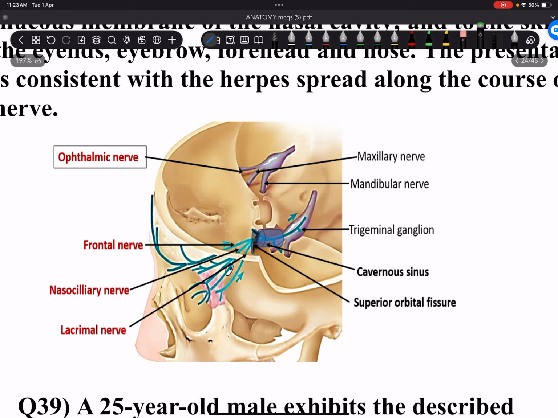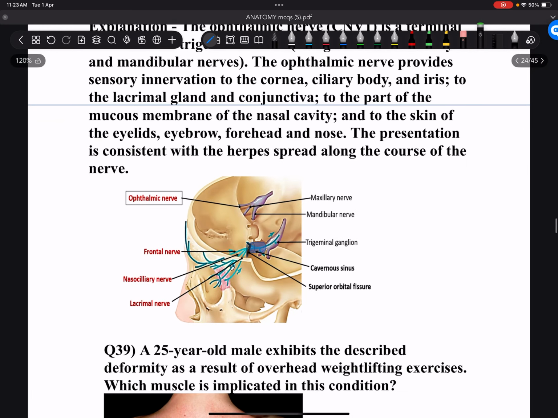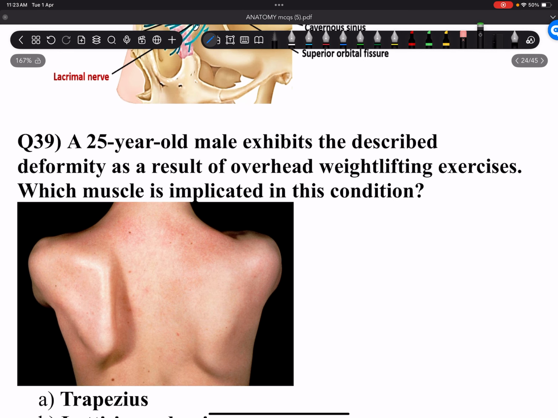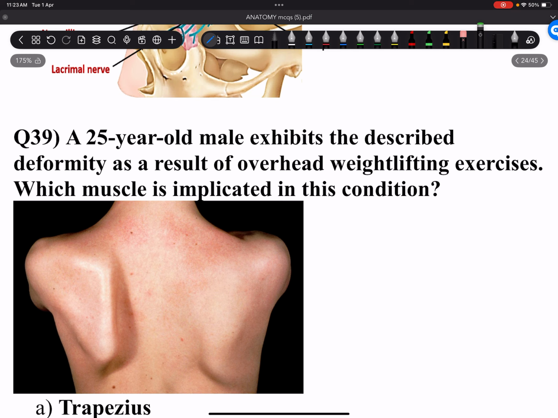See this diagram, you can go through all sorts of nerves. This is the ophthalmic nerve, this is the maxillary nerve, mandibular, trigeminal, cavernous, superior orbital fissure, lacrimal nerve, nasociliary nerve, frontal nerve, and don't forget your ophthalmic nerve. Let's come to another question. It is a clinical, also an image-based question. You will get to know by the image also.